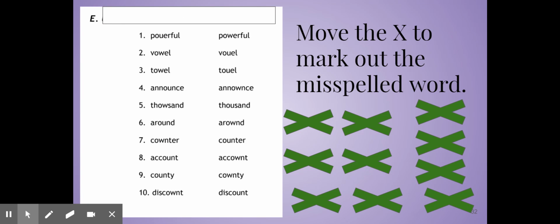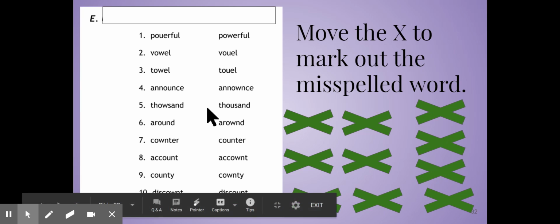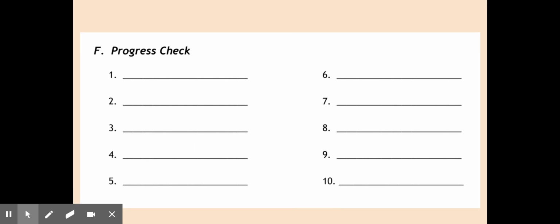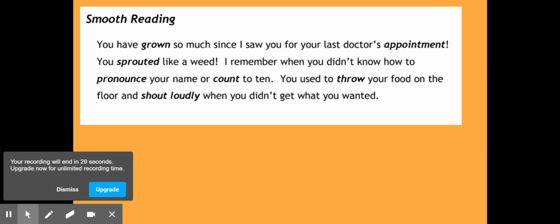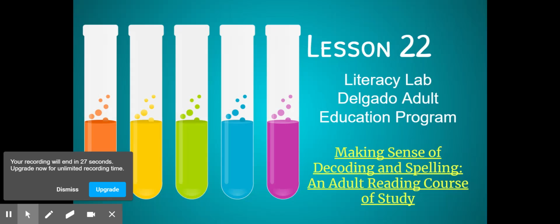Including, right? And then we look at some different words, and one of them is spelled correctly and one is spelled wrong. Try to take these X's and pick them up in your slides and move them over the word that's spelled wrong. See, that should work. We'll see how that works. And then for the progress check, we'll do that together. We have another smooth reading. And so read that over.